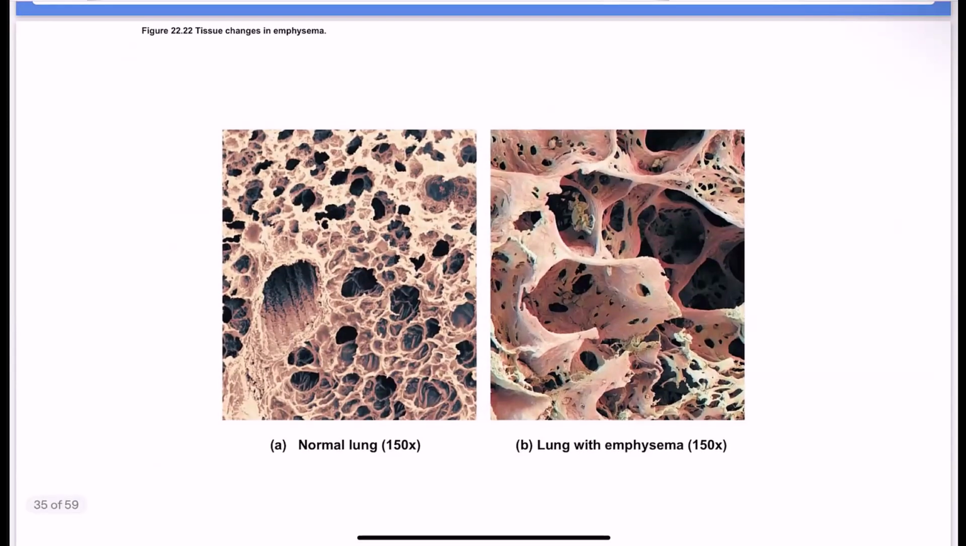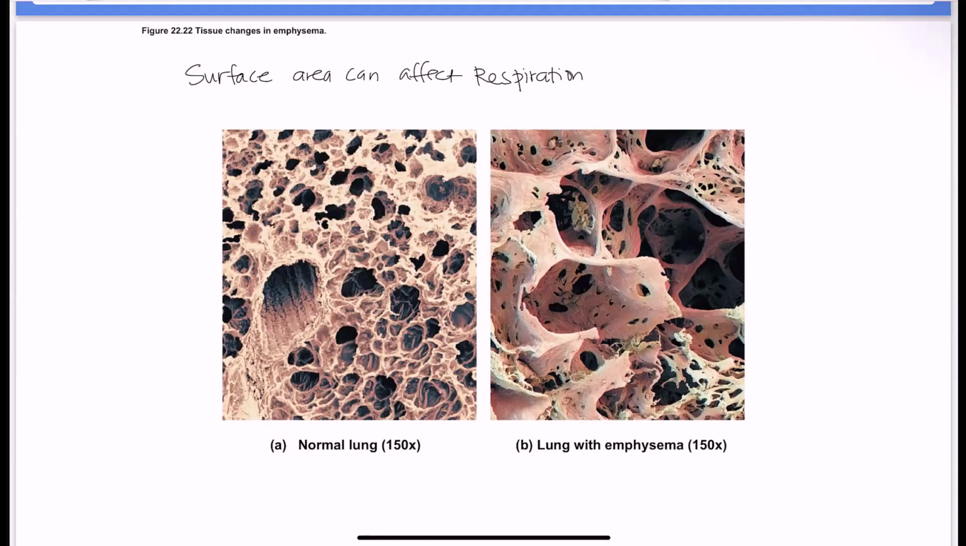Here's an example of how surface area can affect respiration, at the level of the alveolus, the external respiration part. So what we're looking at is a picture of a normal lung, and we're looking at the alveoli here, how much space. Do you see how there's lots and lots of surface area for gas exchange?